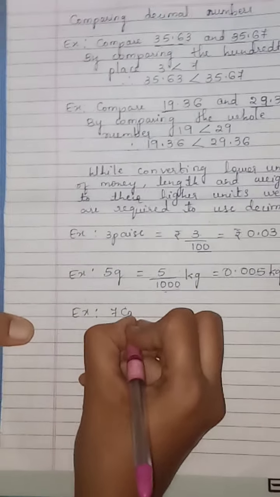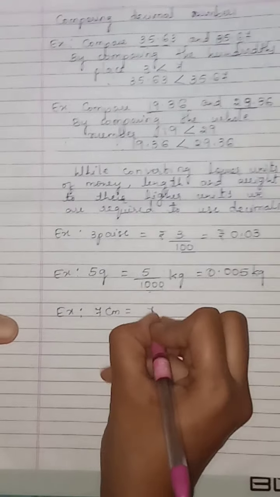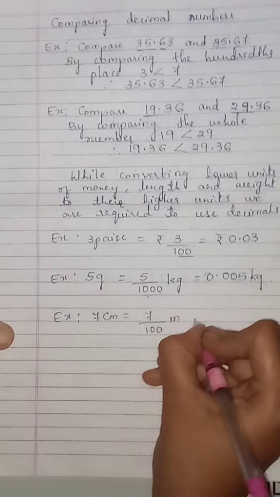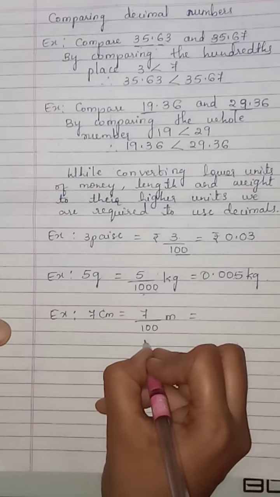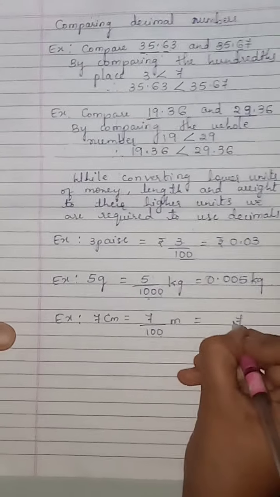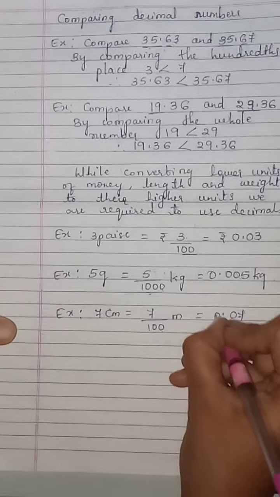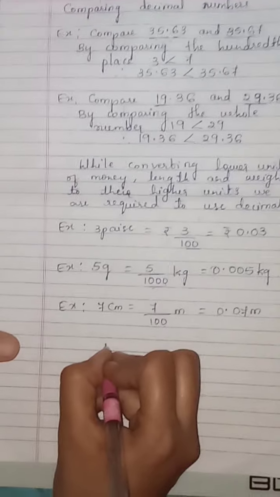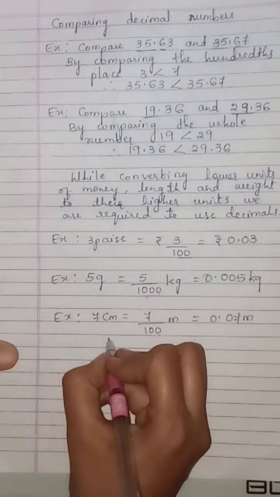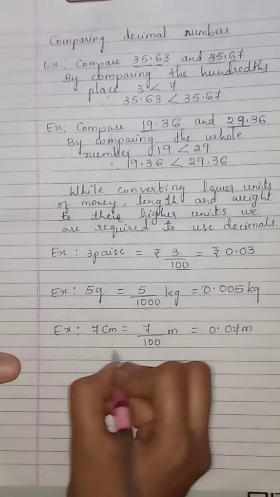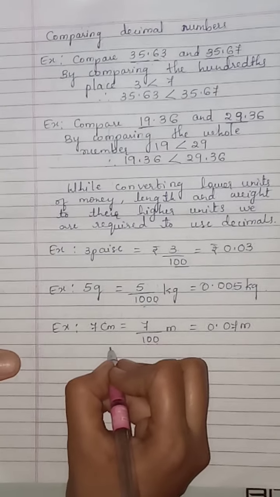Next example. 7 centimeter, you convert into decimals. You can write it as 7 by 100 meter. Here 7 and 2 zeros are there. After 2 digits give the decimal point. That is 0.07 meter. Understood, children? We can convert the units of money, length and weight to their higher units by using decimals.